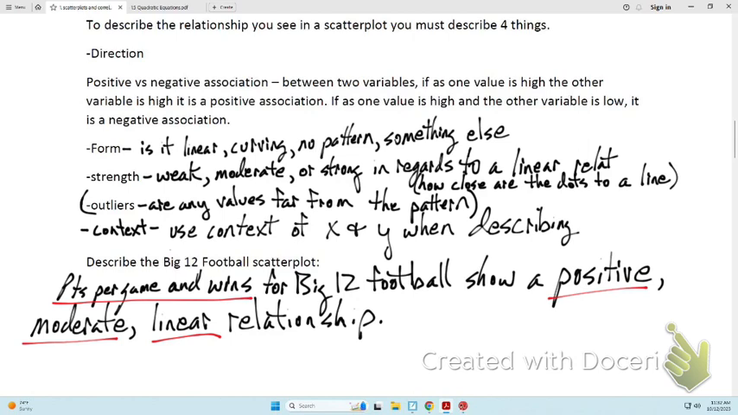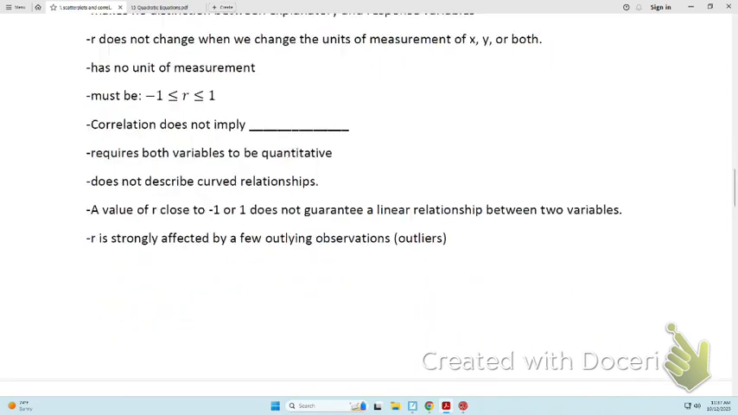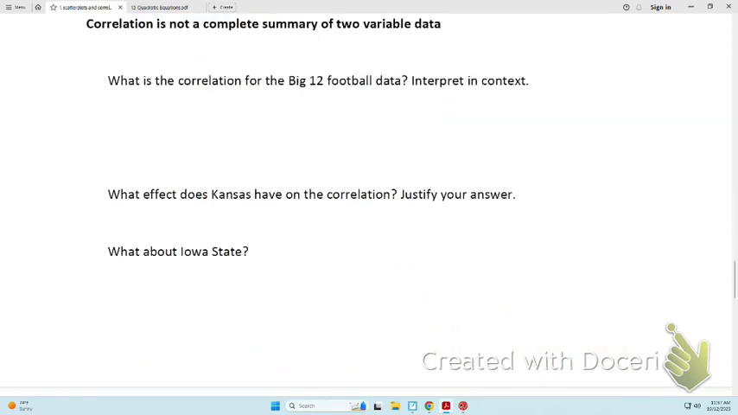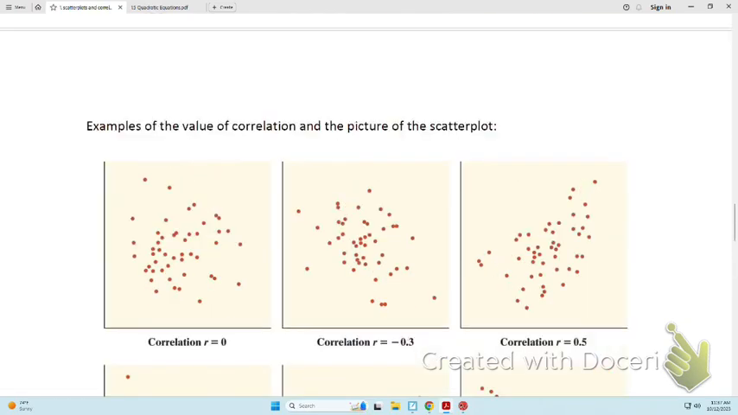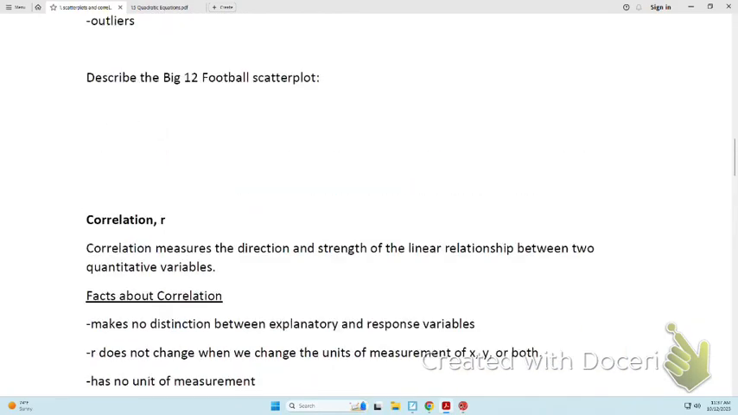All right? If you want to talk about outliers in this generic description, you can. But I'll specifically ask that in a question like this at the end of your handout. What effect does Kansas have? What effect does Iowa State have on the relationship? Or it might specifically say, are there any unusual observations? And then that's your moment to talk about it.